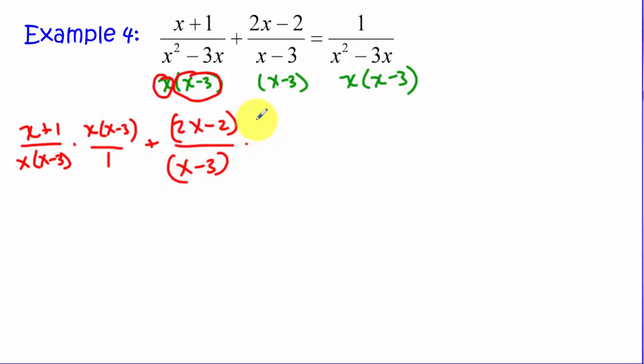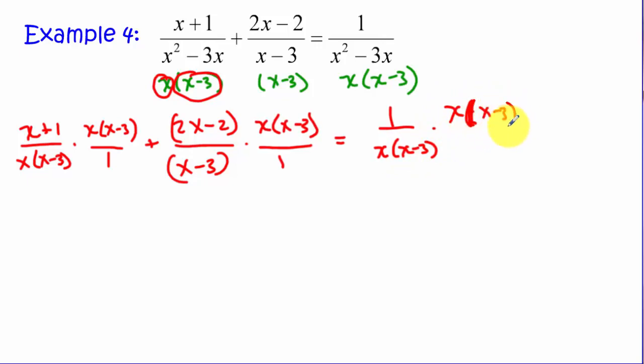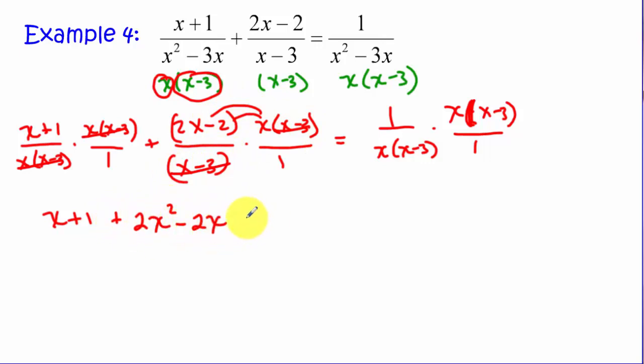And here I like to put my binomials in parentheses so that when we multiply, we remember to distribute as appropriate. Oops, that's a times. So here we cancel everything in the denominator. We have an x plus 1. Here the x minus 3 cancels, so I've got to distribute this x. So we've got plus 2x squared minus 2x. Here everything cancels, so we have a 1.